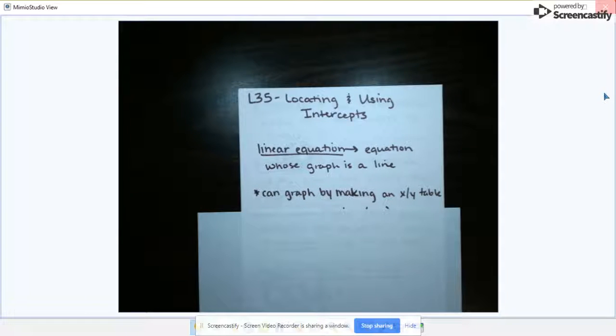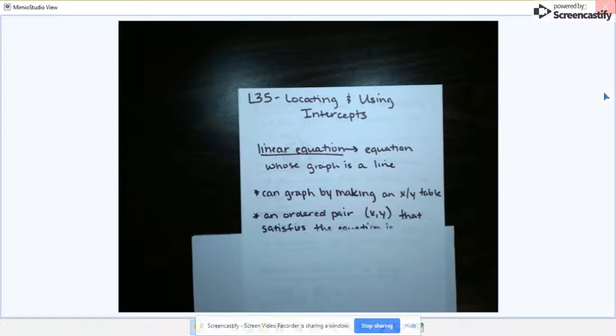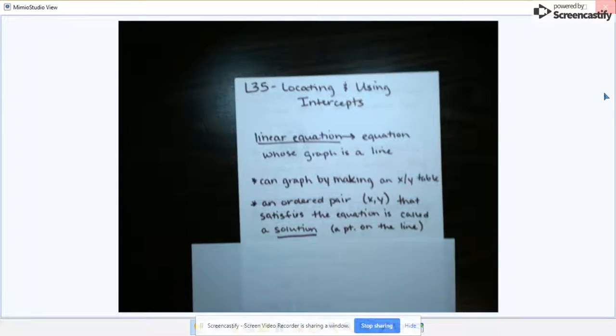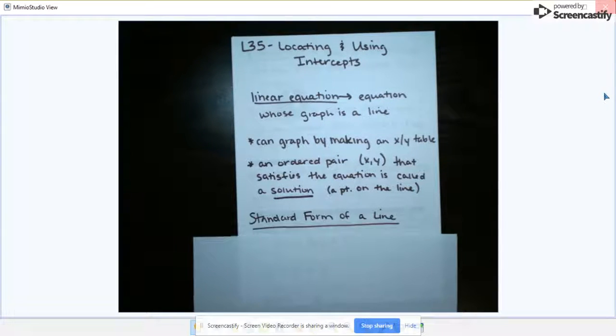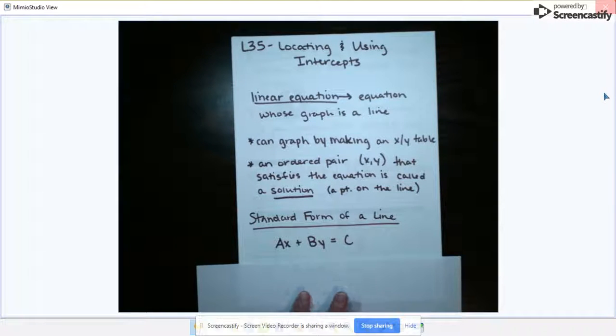We could graph using an xy table. And then also, a solution is going to be any ordered pair that fits our equation that's on the line. So just keep that in mind when you hear the word solution. It means it's an xy coordinate point that satisfies our equation, or it's an xy coordinate point that's on our line.